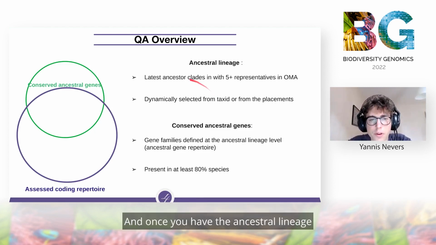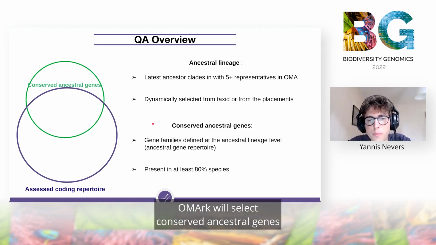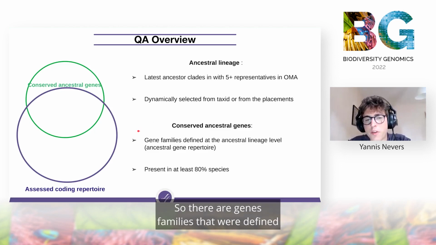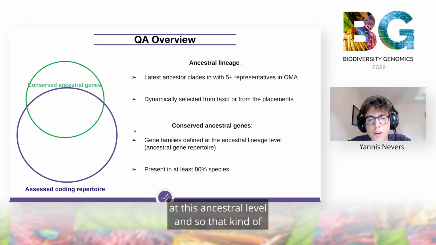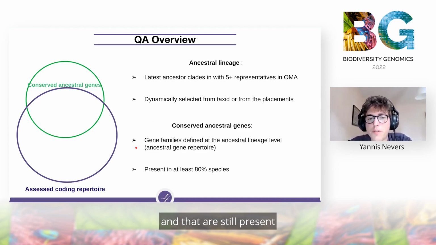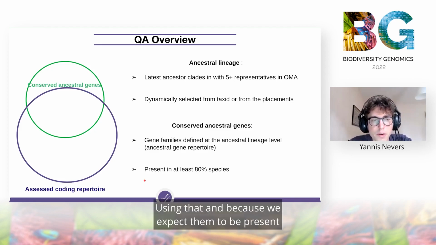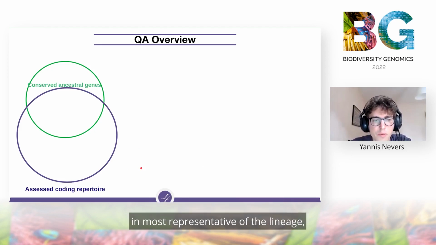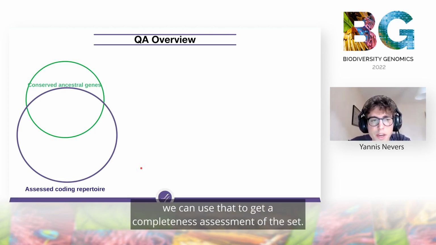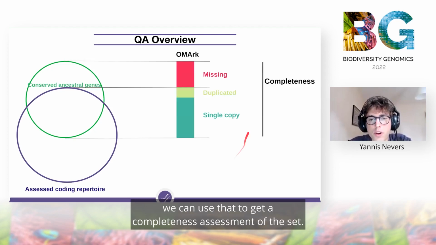And once you have the ancestral lineage, OMArk will select conserved ancestral genes for this lineage. So there are gene families that were defined at this ancestral level, and so that kind of correspond to the ancestral gene repertoire, and that are still present in at least 80% of the species. Using that, and because we expect them to be present in most representatives of the lineage, we can use that to get a completeness assessment of the set.